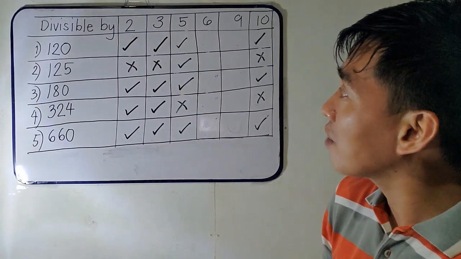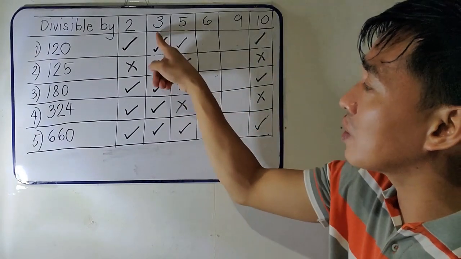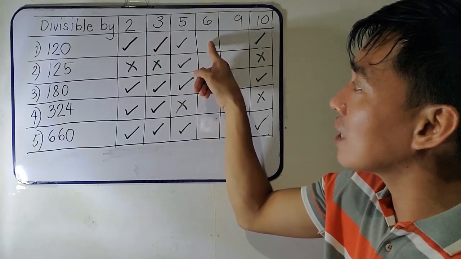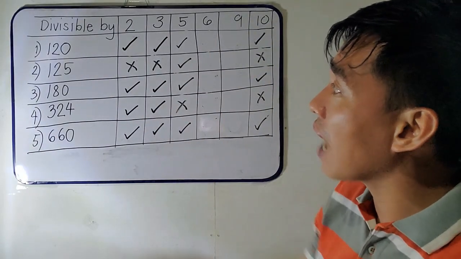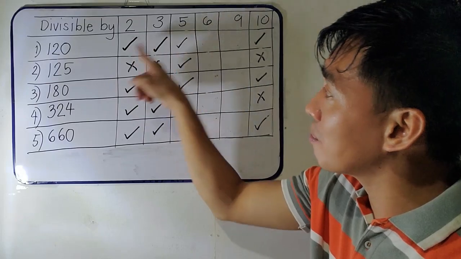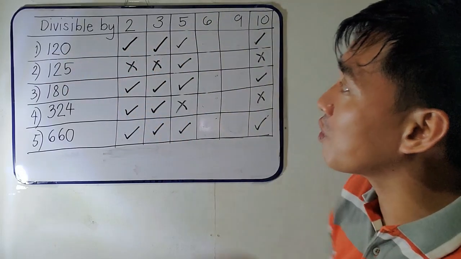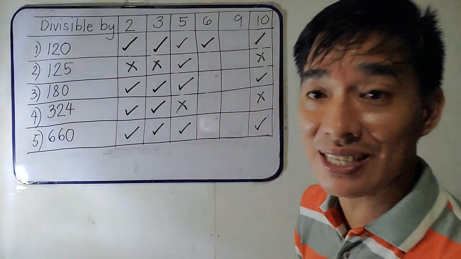Of course, I will skip 9 first, even though they have the same rules, because it would be easier for me to know now if a number is divisible by 6. I will just look at the numbers here. If divisible by 2 and 3, automatically that's divisible by 6.